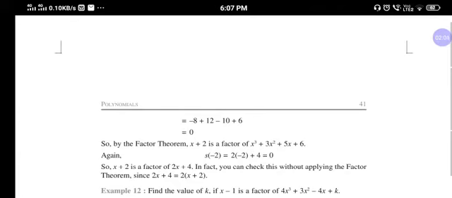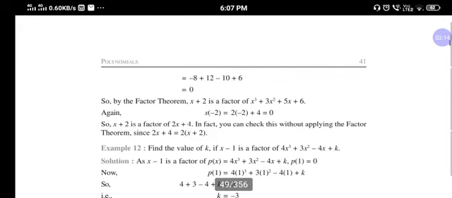x cube plus 3x square plus 5x plus 6. Again we have the next polynomial, 2x plus 4, and now we denote it by s of x, where x is minus 2, so s of minus 2 is 2 into minus 2 plus 4, and therefore the answer is 0. So x plus 2 is a factor of 2x plus 4 also. In fact, you can check this without applying the factor theorem, since in 2x plus 4, 2 is common, so x plus 2 is multiplied with 2.